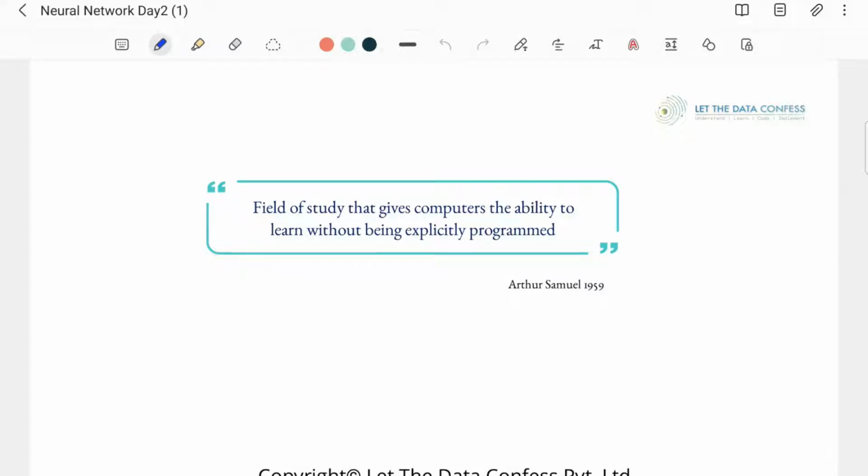Hello everyone. So in the last session we discussed how a neural network mimics the human brain, and we have seen how powerful it is.